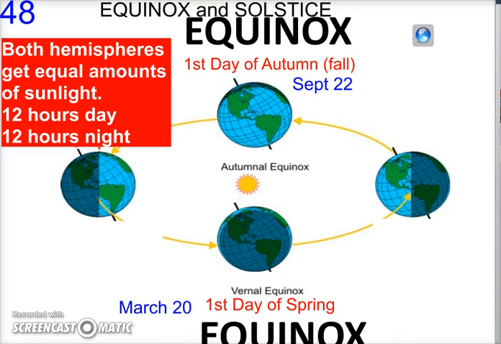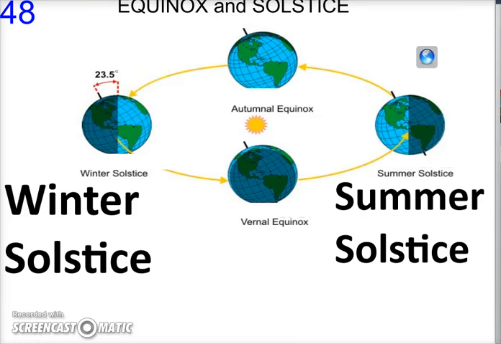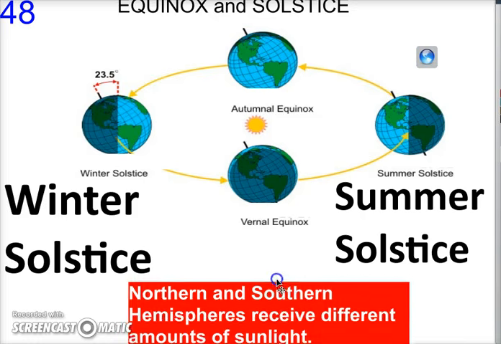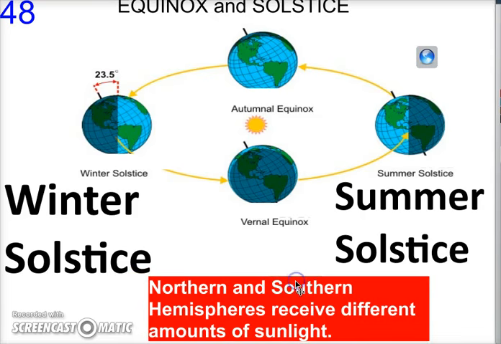So today we're going to talk about what a solstice is. Well, if equinox is when the two hemispheres are experiencing equal amounts of sunlight, then a solstice would be when the northern and southern hemispheres are receiving different amounts of sunlight, because one hemisphere is tilted more towards the sun, or one hemisphere is tilted more away from the sun.